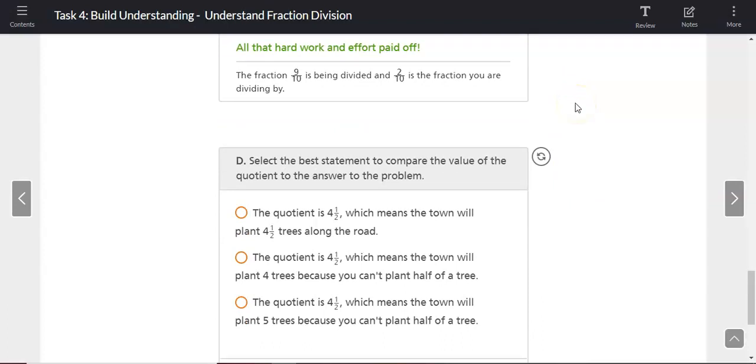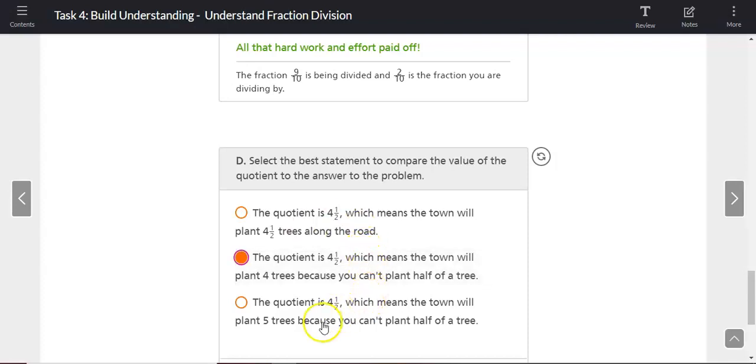Select the best statement to compare the value of the quotient to the answer to the problem. So we know the quotient's 4.5. And the first one says, which means the town will plant 4.5 trees along the road. Can you plant half a tree? No, you can't. So that one's wrong. The quotient is 4.5, which means the town will plant 4 trees because you can't plant half a tree.